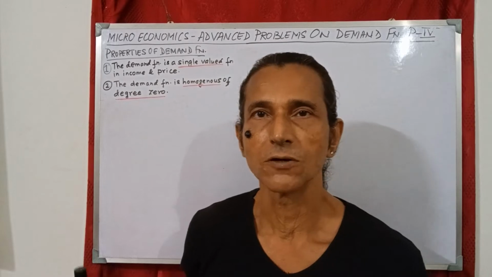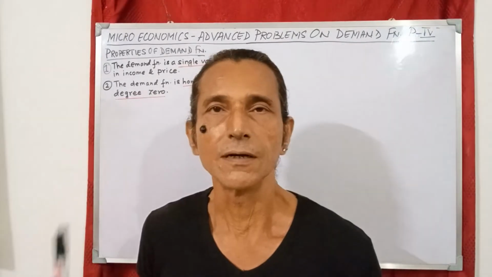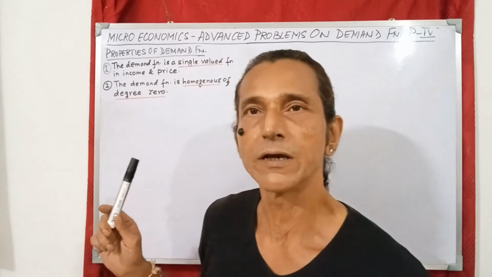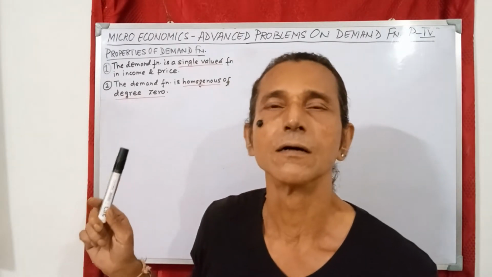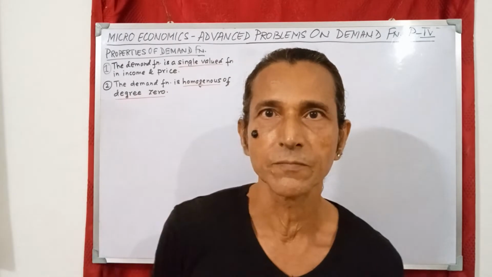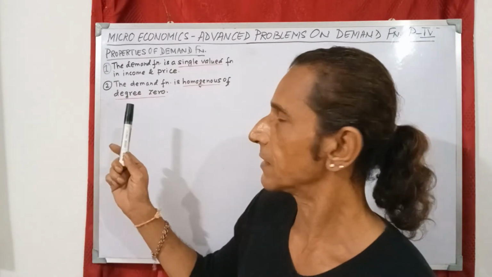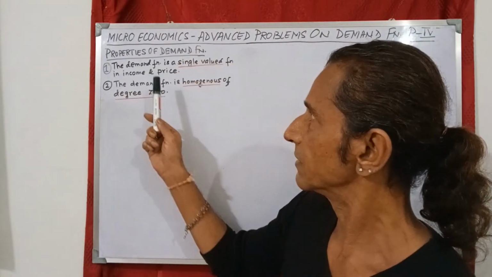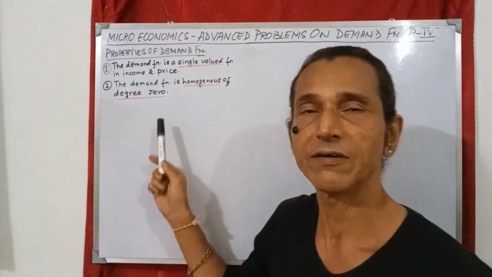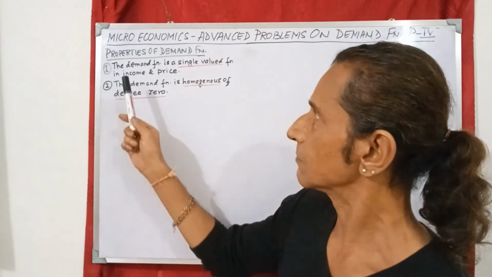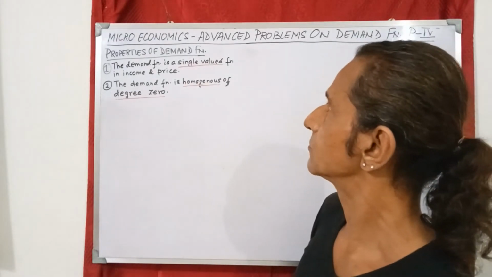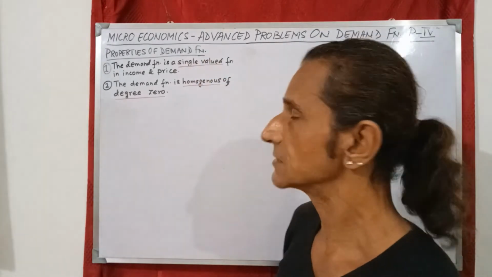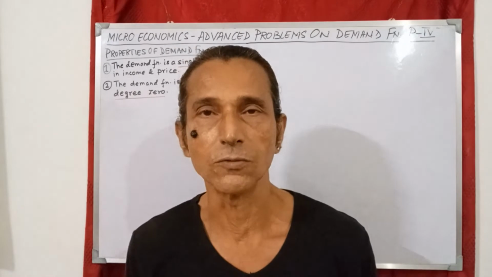This video is on advanced problems on demand function, and here I will show how we can prove the properties of demand function mathematically. Please look at the right hand top corner of the whiteboard. Here two properties of demand functions are given. Number one, the demand function is a single valued function in income and price, and number two, the demand function is homogeneous of degree 0.